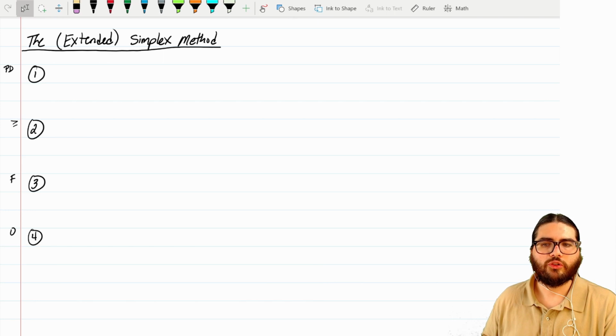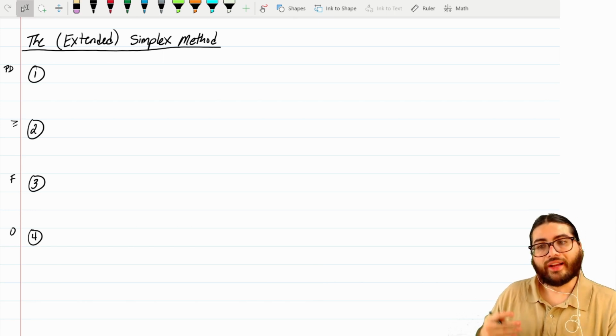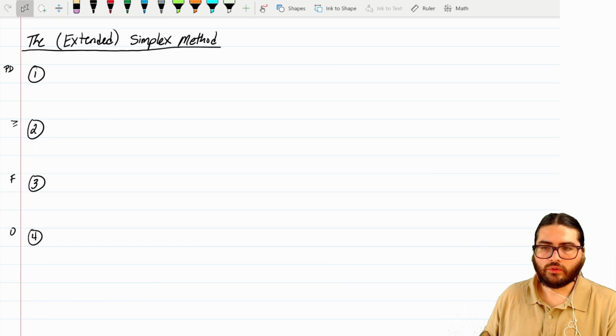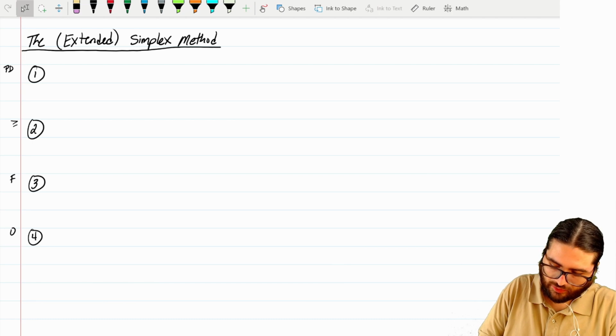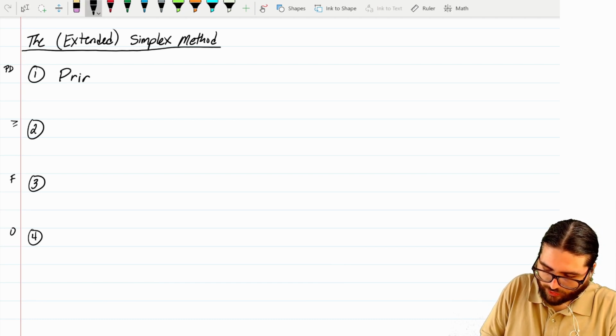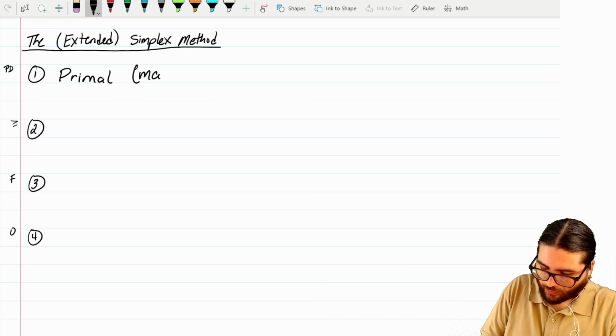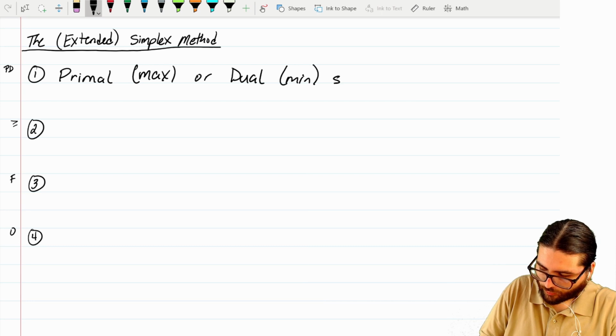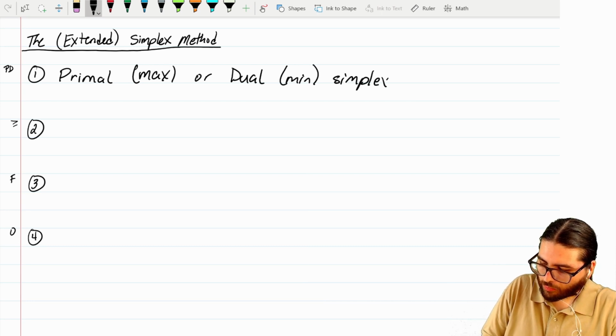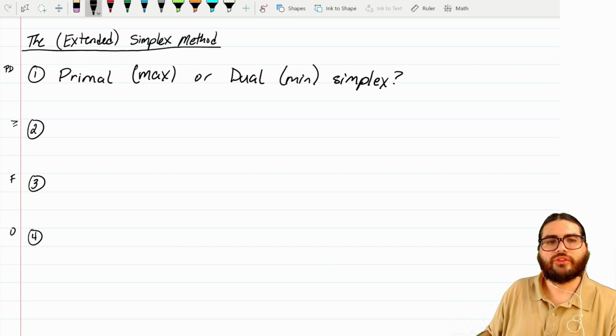We're just pulling them all into one process. First, I have to ask myself, am I following the primal simplex method ideas, or am I following the dual simplex method ideas? We saw different types of pivoting for each one. And so we have primal if we're maximizing, or dual if we're minimizing. Remember, primal was looking to get rid of those negatives in the bottom, and the dual method was actually looking to get rid of the negatives on the right side of the matrix.